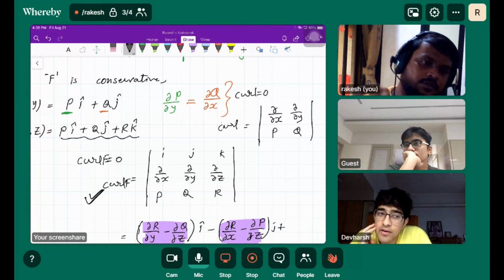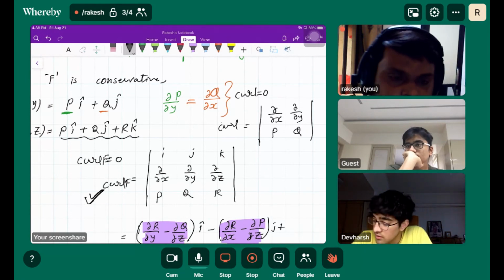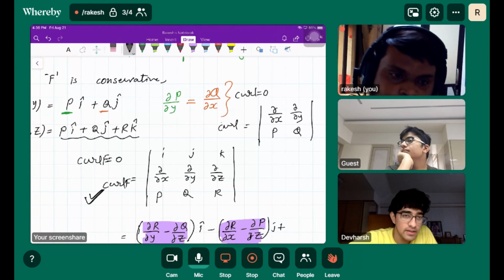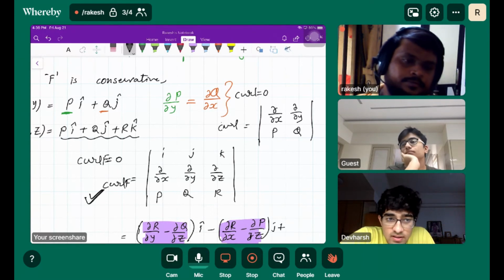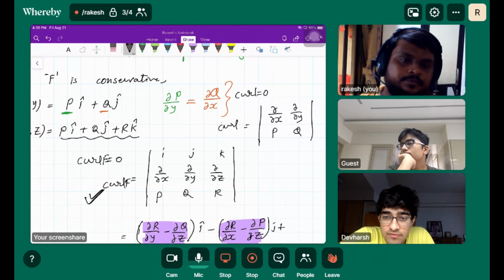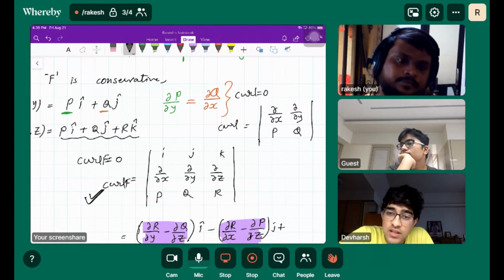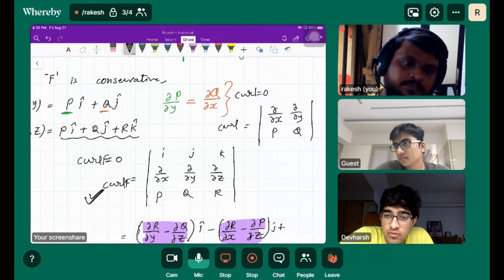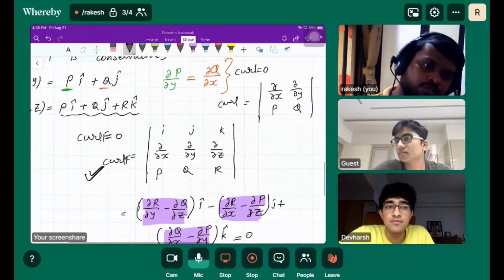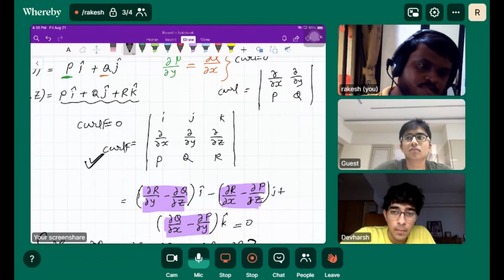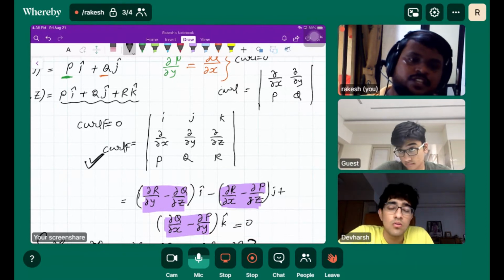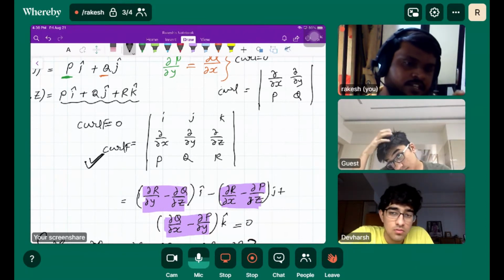So I don't get why you're doing this. Why can't you integrate p in terms of dx and q in terms of dy, and then if those are equal, then you can prove it? To find out the potential function, the same stuff is going to come. That is what you are saying. But this is the easiest way to show whether the vector field is a conservative vector field or not.